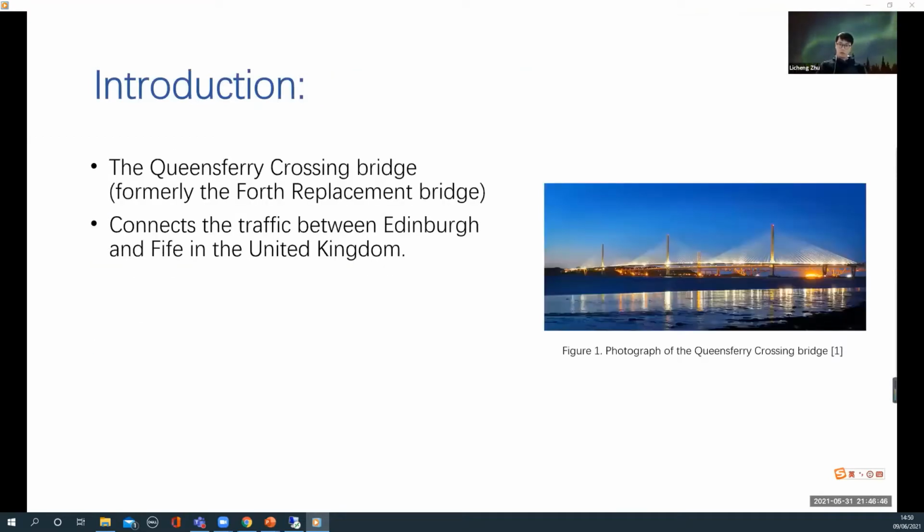Then let me give you a brief introduction of the Queensferry Crossing. The Queensferry Crossing connects the traffic between Edinburgh and Fife. It used to be the longest three-tower cable-stayed bridge in the world. The bridge carries about 24 million vehicle journeys a year, so it's very much a major traffic connection. The simulations are based on this bridge, and I want to thank Arup and Jacobs for kindly sharing the internal test report with us.